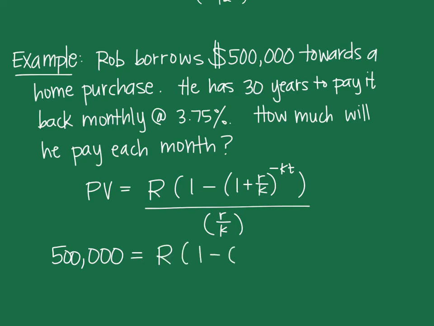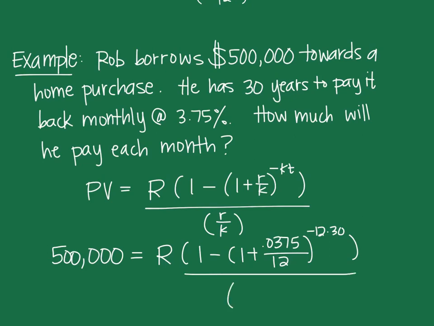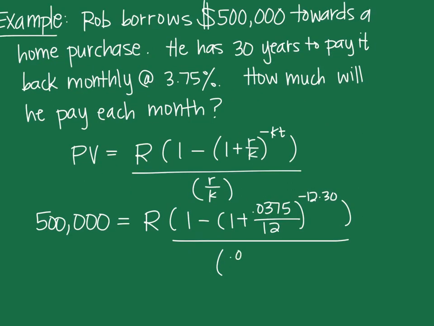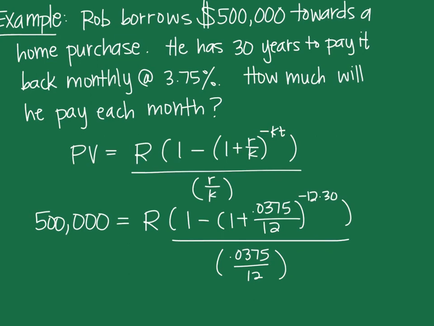We do know that he's agreed to a loan from the bank at 0.0375. We know he's got 12 months. It's negative 12 times 30 because he agreed to a 30-year mortgage. And then the whole thing is over the fraction 0.0375 over 12. The difference is we don't know R. And here's where R is, this is how you're going to solve this problem.